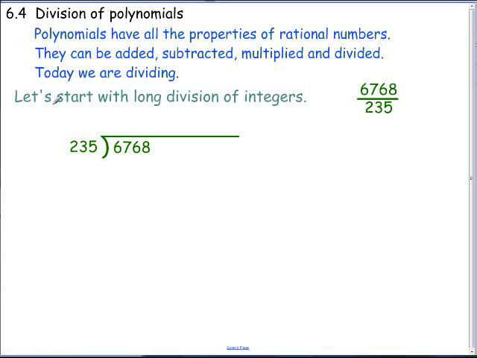Before we start dividing polynomials, let's go back to what we learned in elementary school. It's been a while, and especially with your calculators, you probably haven't done much with long division. We're going to review those rules of long division right here by doing this problem.